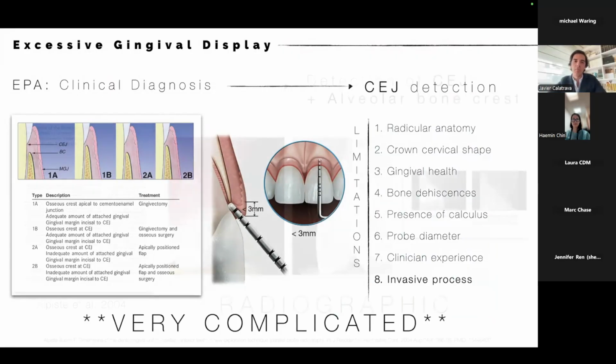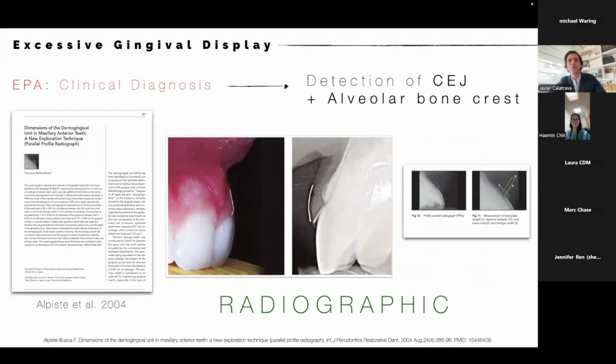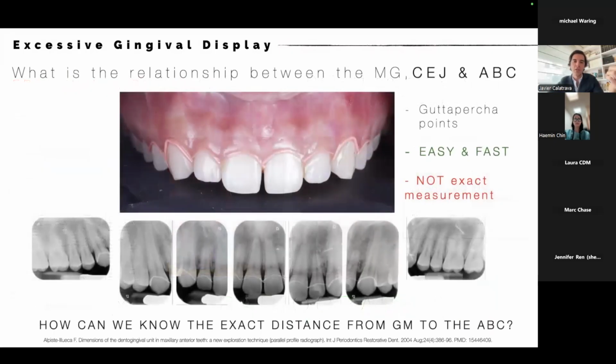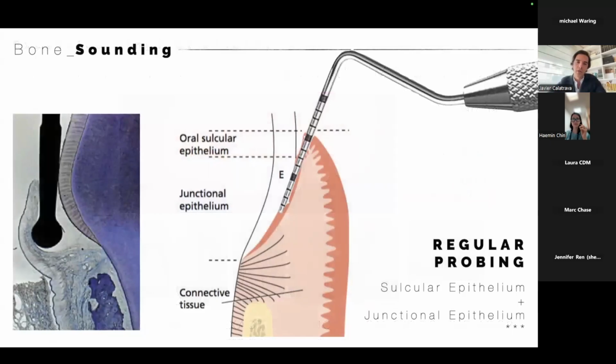So it's very, very complicated. What if we want to detect the alveolar bone crest? Well, it's not so easy in periapical x-rays since we have superimposition of the bone and the tooth and the CEJ. We can do some tricks. We can put some radiographic markers in the x-ray so that we can see the reference, but we don't have an exact distance between the gingival margin, the CEJ, and the alveolar bone crest.